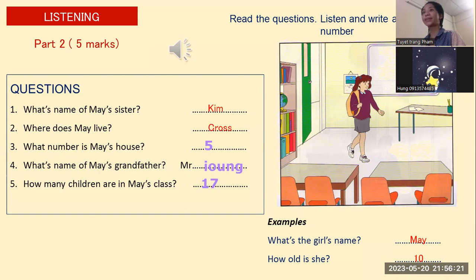Cross. And what number is May's house? It's number five. Okay. And what's the name of May's grandfather? Mr. Young. And remember, Y-O-U-N-G. Okay. And the last question is, how many children are in May's class? There are 17. Okay, that's all.